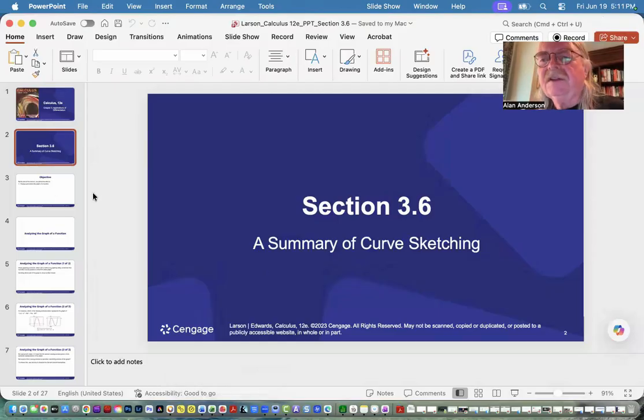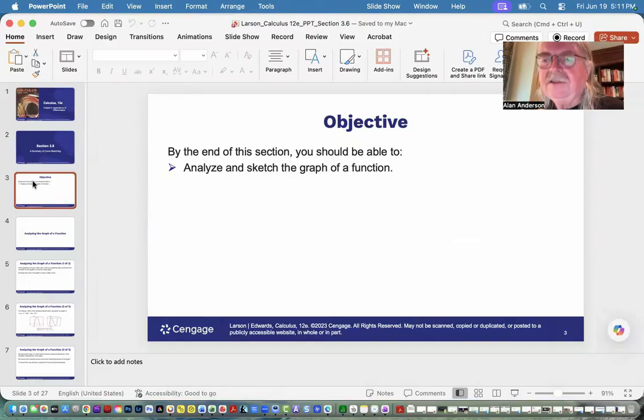The title of this section is A Summary of Curve Sketching, but it's a lot more than that. It's not just practicing with curves. We really are going to deeply analyze several important functions and understand what we need to know, which ties together very nicely everything we've done up to this point.